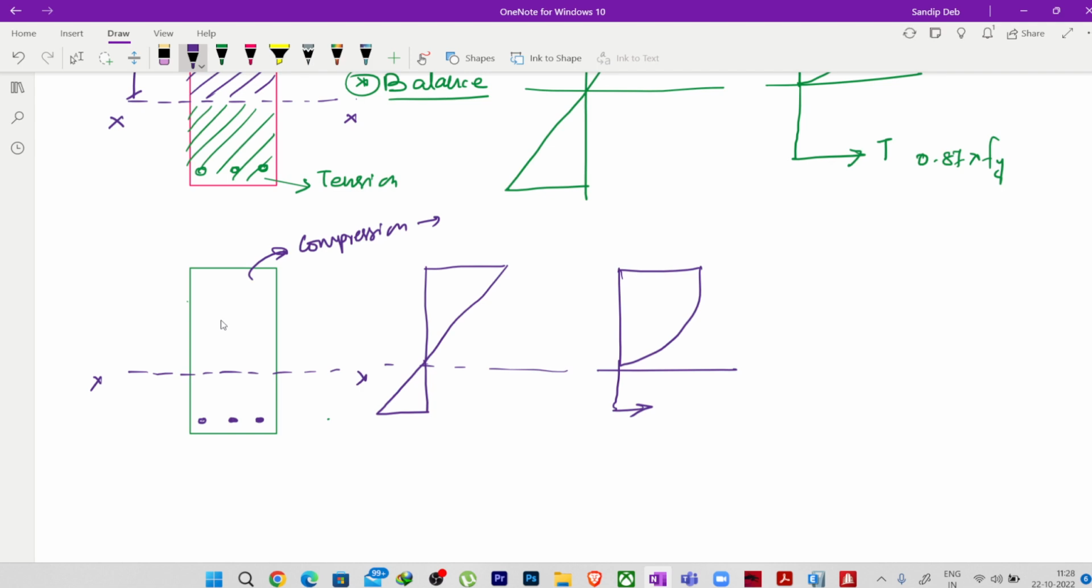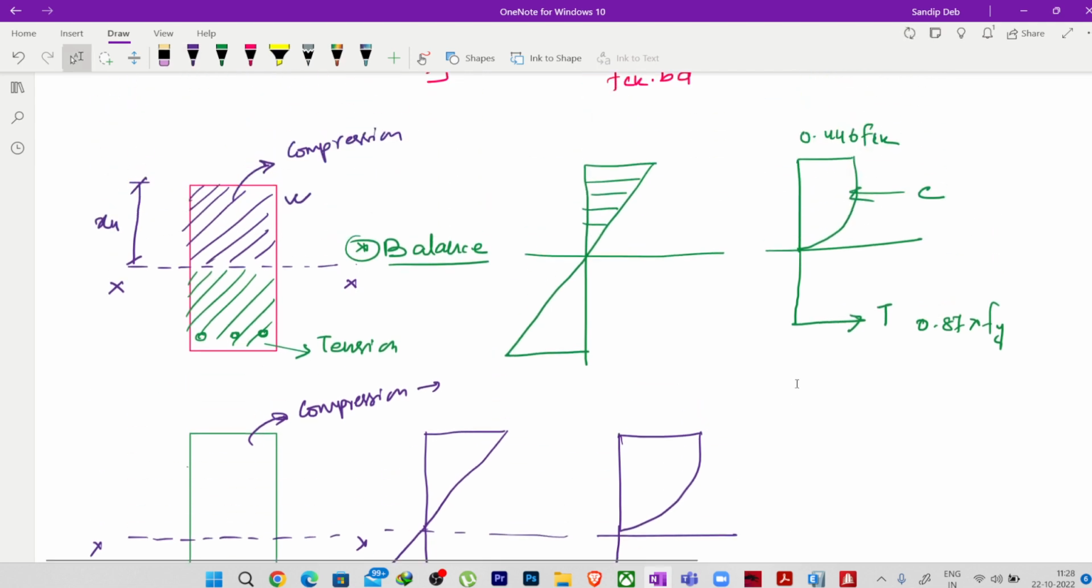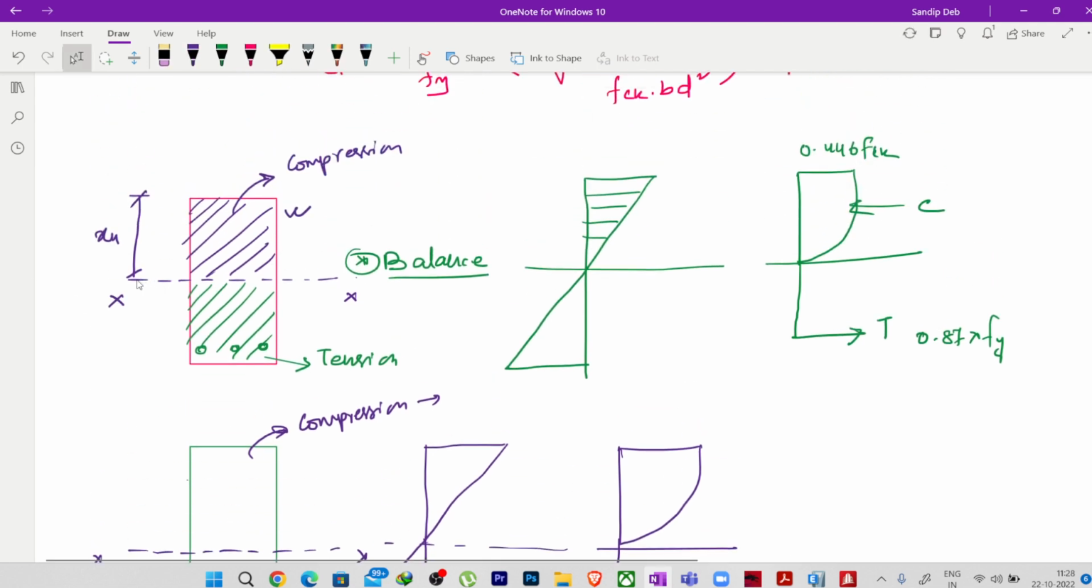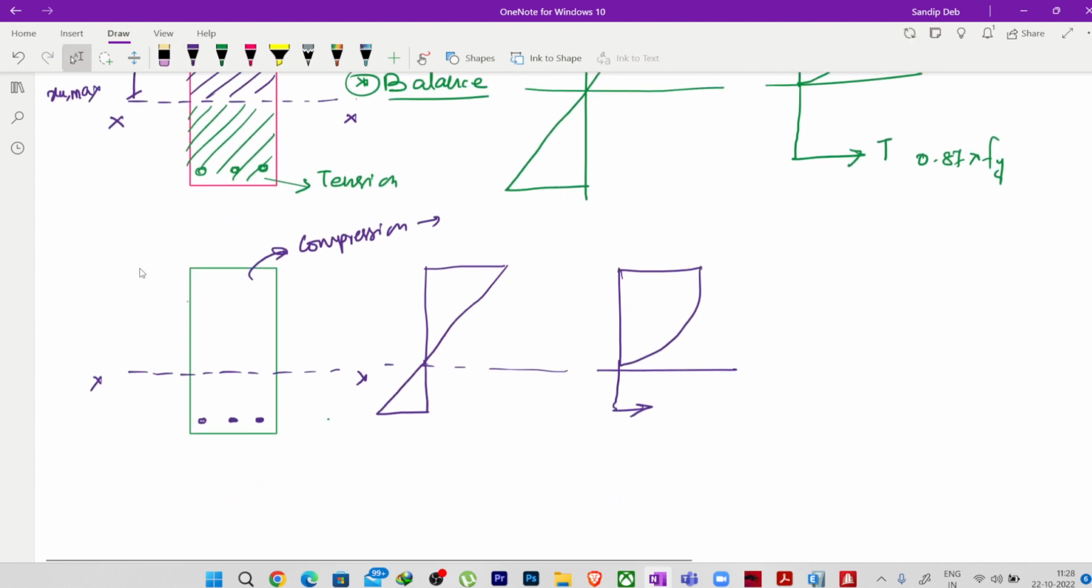So there will be no warning. Before failing, the beam will not show any sign of failure, so suddenly it will fail. So in this particular condition, the balance condition, we call the neutral axis depth XU max. Okay, so in this condition, the XU that we are getting is greater than our XU max.